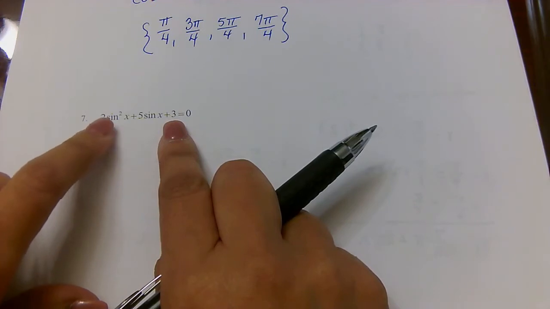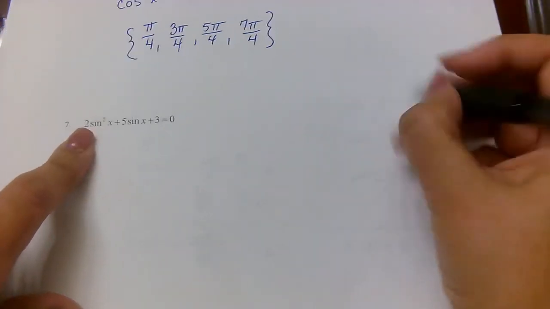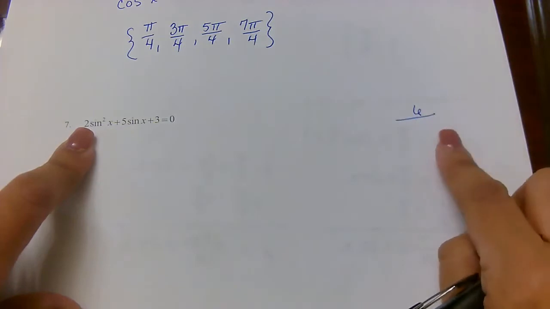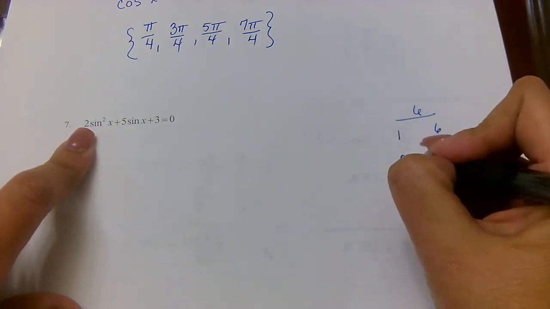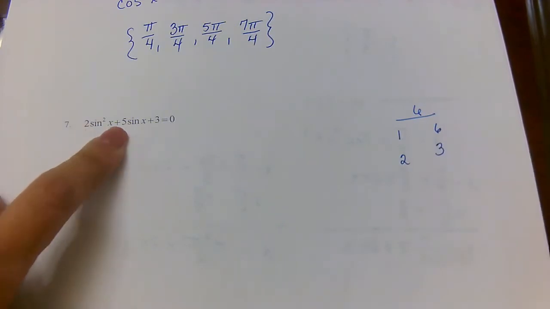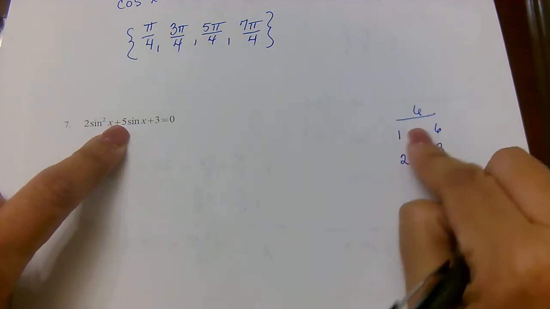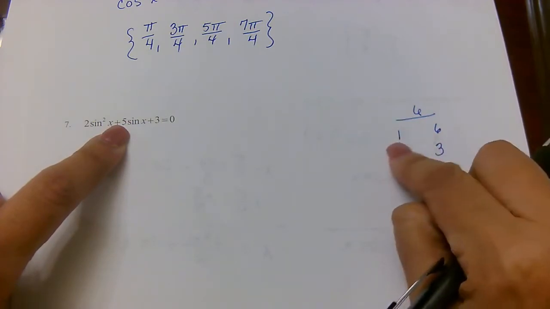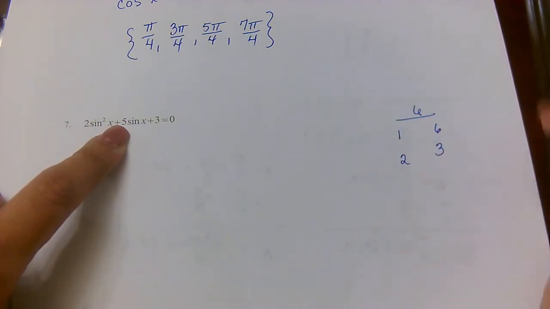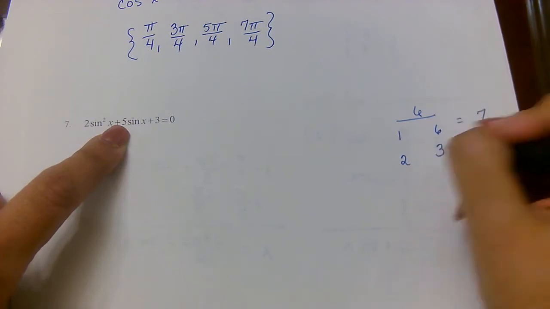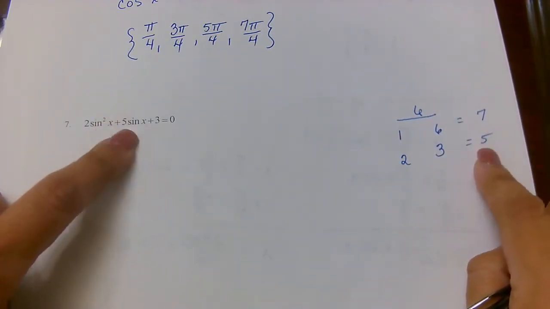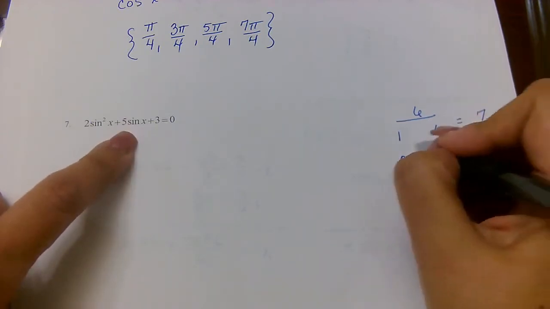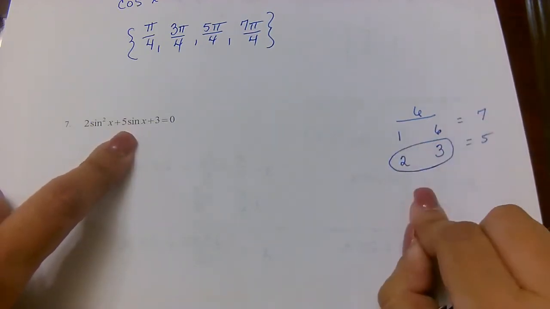Okay, I'm going to do the 2 times the 3, that gets me a 6. And now I'm going to find all the factors of 6: 1 and 6, 2 and 3. When I look at the b term, I see that this is a positive value, so I'm going to leave all of these positive, and I'm going to go across and add. This is equal to 7, this is equal to 5. What I'm looking for are the coefficients to match up. So we're going to use the 2 and the 3.